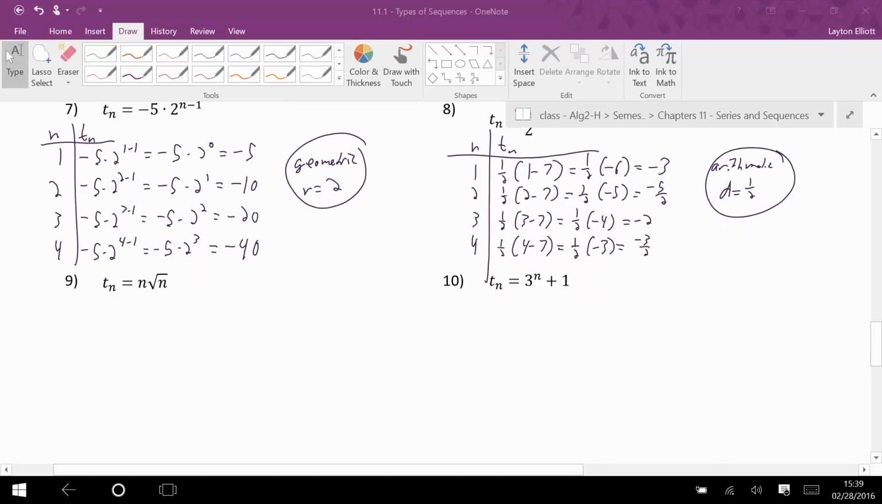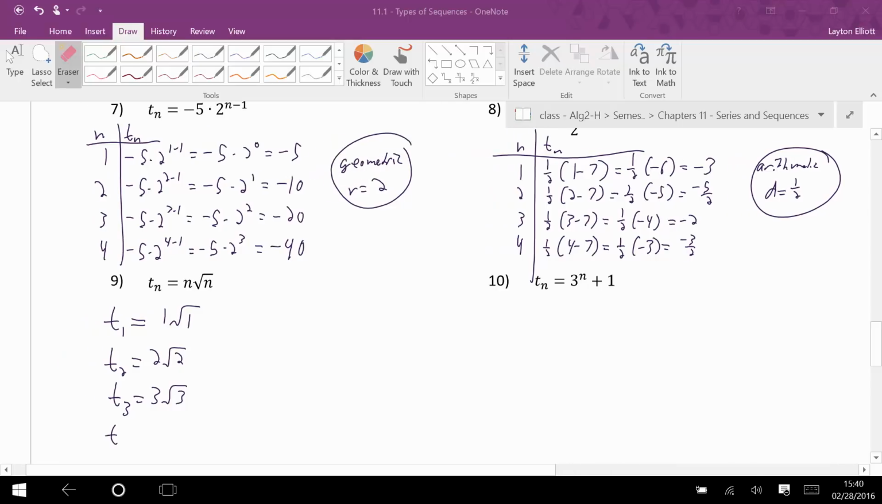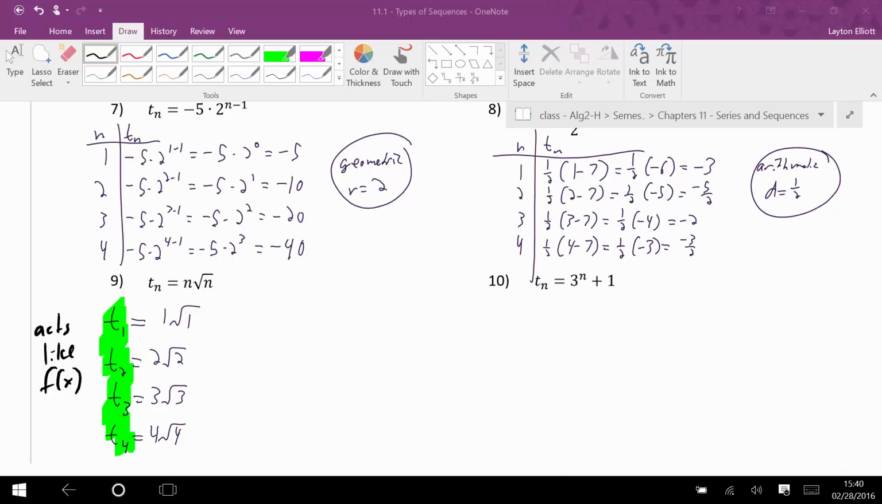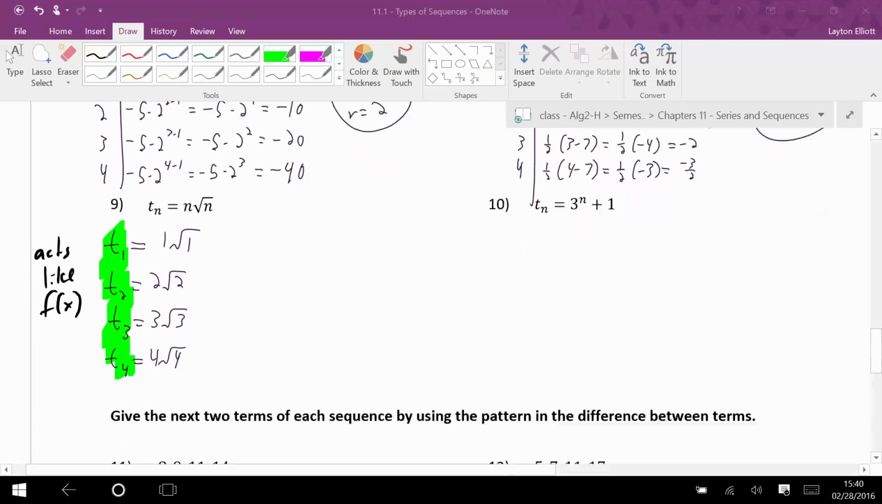Now, we don't have to show this with a t-chart. I'm going to show another way to show the same thing. Instead of saying 1, 2, 3, I'm going to put t sub 1, or t of 1, and that's equal to 1 root 1. And then t sub 2 is 2 root 2. T sub 3 is 3 root 3. And t sub 4 is 4 root 4. In that scenario, this thing here acts like f of x, the way we kind of did it. Instead of saying f of x, I'm saying f of 1, f of 2, f of 3, f of 4, and this makes it very, very similar.